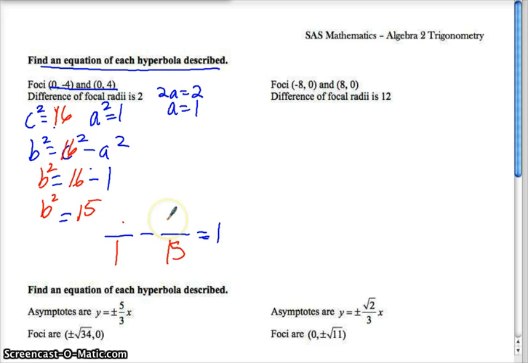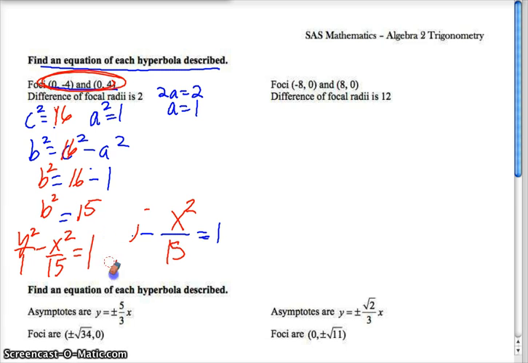But what goes first, the x squared or the y squared? Well, because your foci are on the y-axis, that means that's your major axis. That goes first, and your x squared goes second. So it ends up being y squared over 1 minus x squared over 15 equals 1. Okay, pause and try the rest on your own, and then I'll quickly be going through them, or you can just check the answers because we're running out of time.